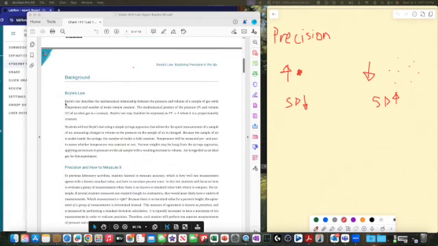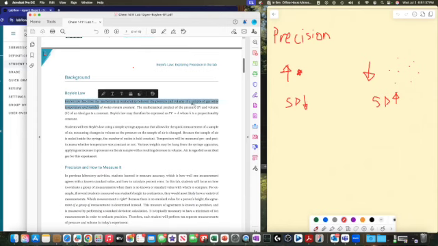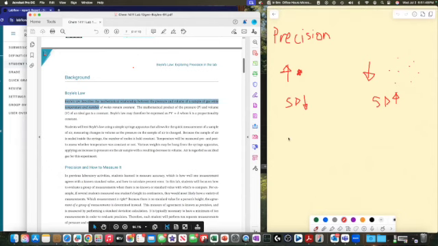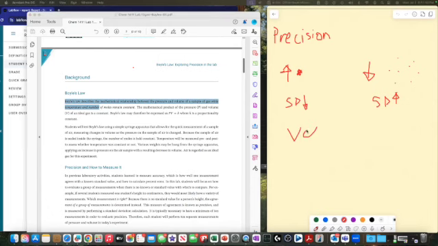The background, we're told that Boyle's law describes the mathematical relationship between pressure and the volume of a sample of a gas, while temperature and number of moles remain constant. So we're being reminded that in Boyle's law, we are looking at the volume and the pressure of the gas. To quickly recap, we saw before, the volume is inversely proportional to the pressure.